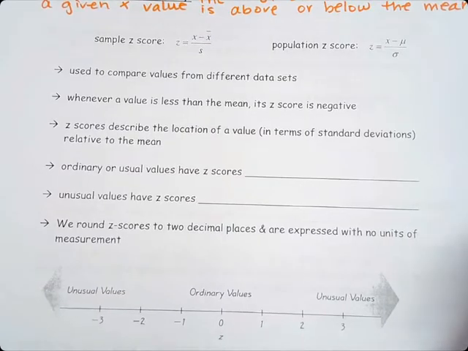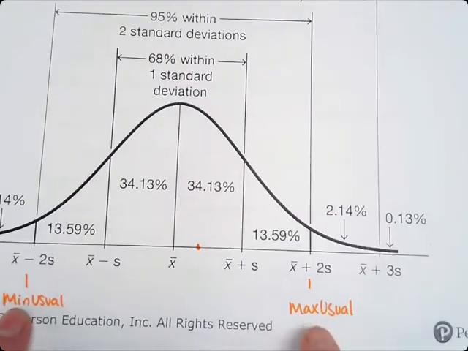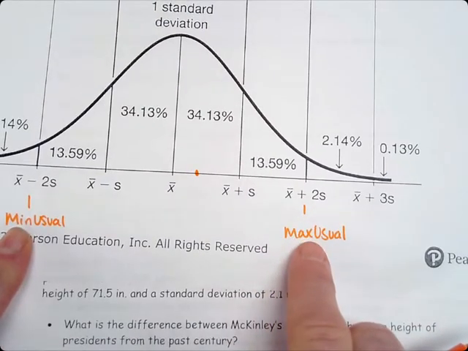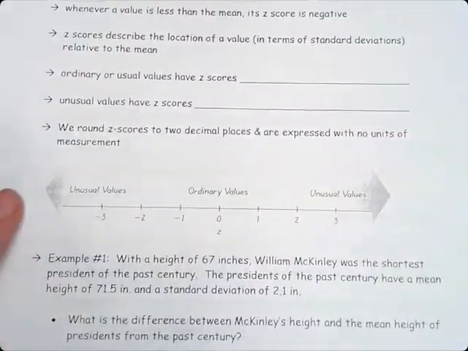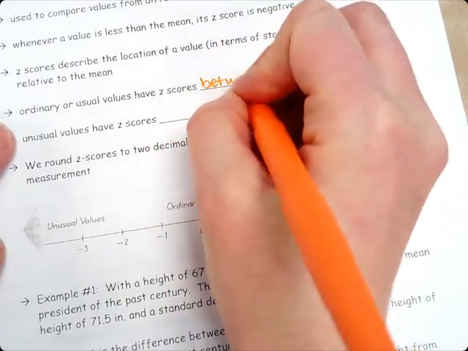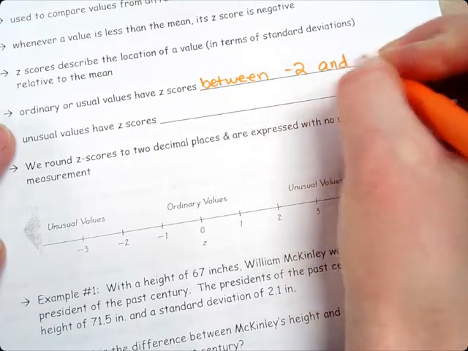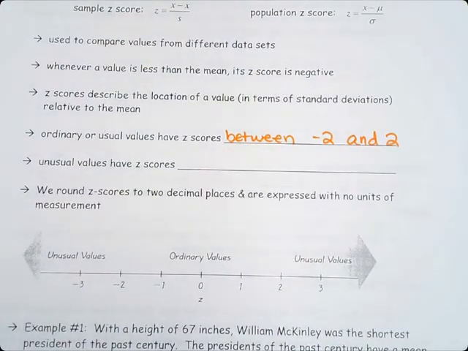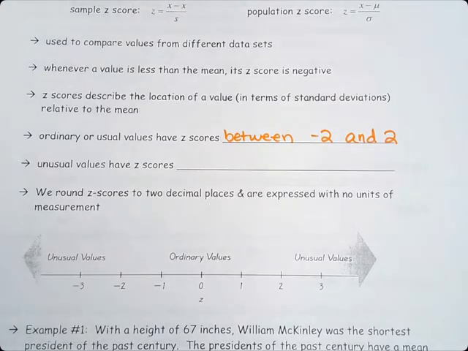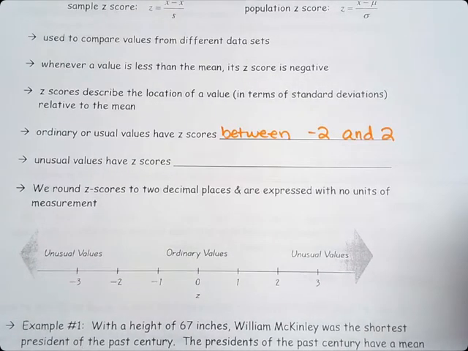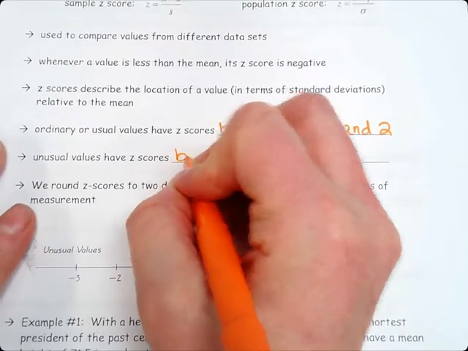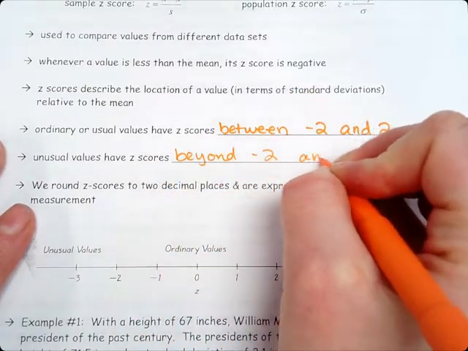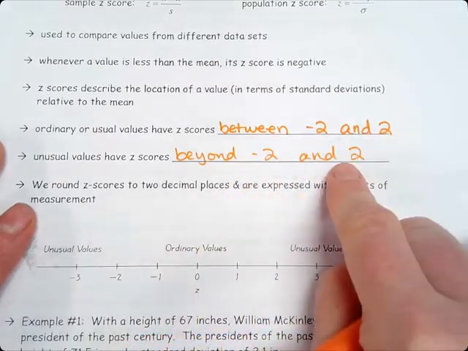So ordinary or usual values have z-scores... remember how I said, here's your usual values? What would your z-scores have to be between? -2 and +2, because our max usual is plus 2 standard deviations and our min usual is minus 2 standard deviations. Unusual values have z-scores beyond -2 and 2. So we're saying smaller than -2 or greater than 2.